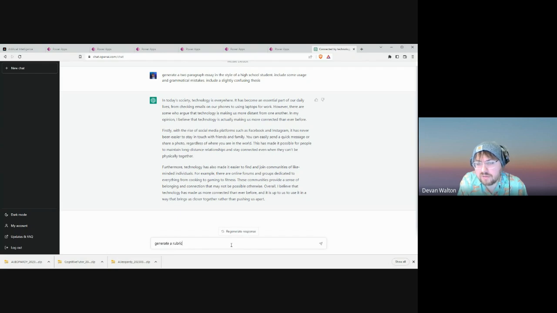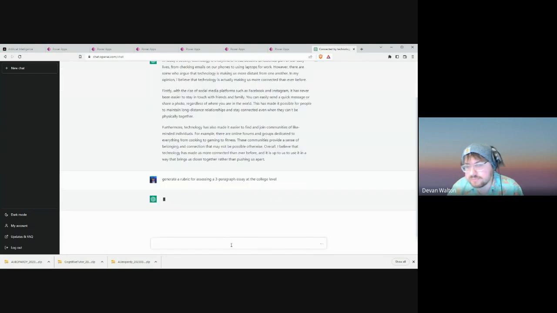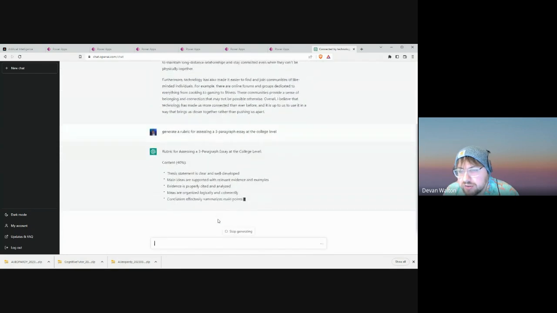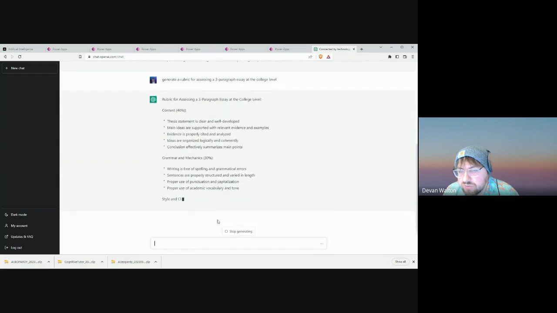So we will specify now for it to generate a rubric for assessing a three-paragraph essay at the college level. And right here, you can see that it'll generate a rough rubric.